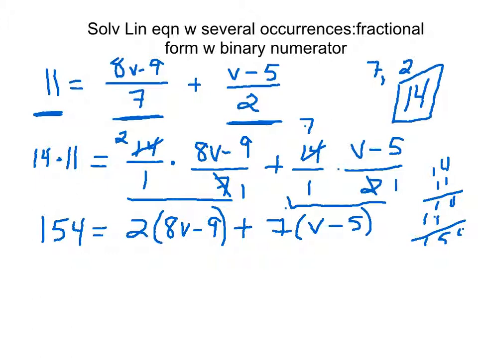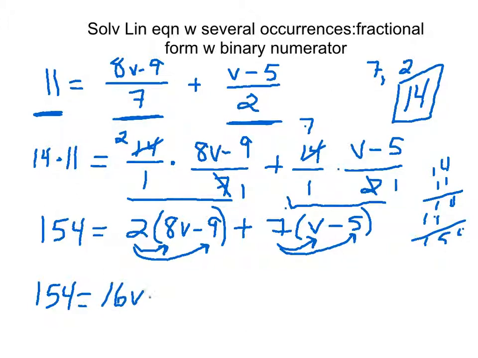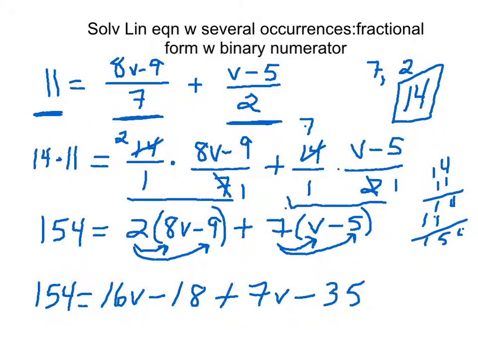Now what we need to do, and again this is hopefully something that you're pretty confident with, is get rid of those parentheses by distributing. So in our next step we're going to take the 2 and multiply through both those numbers, and in this section we're going to take the 7 and multiply through both those numbers. So let's do that. 154 equals 2 times 8v is going to be 16v minus 2 times 9 is 18. Bring down our plus sign. 7 times v is 7v minus 7 times 5 is 35.